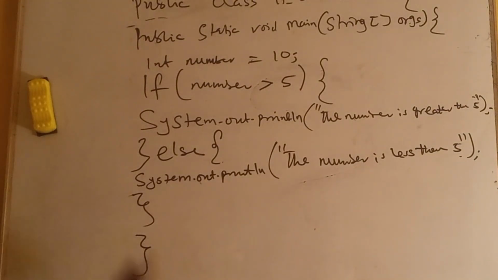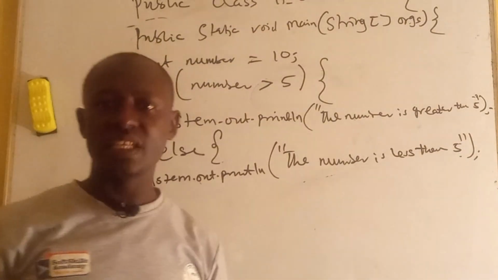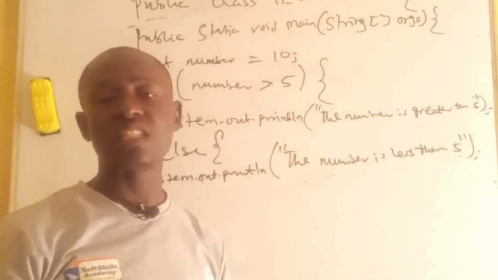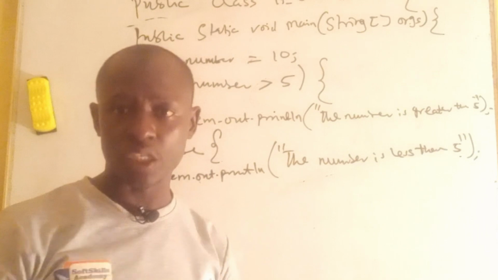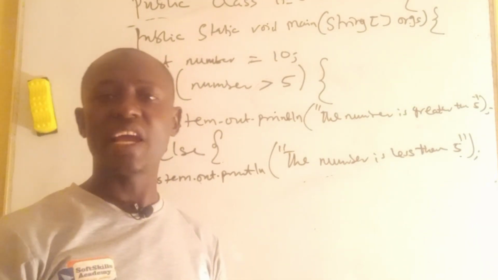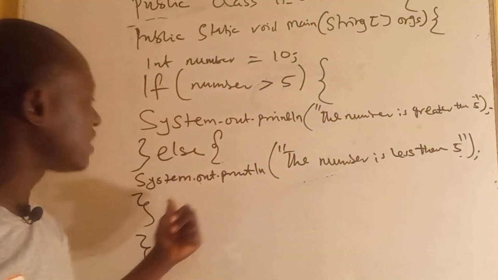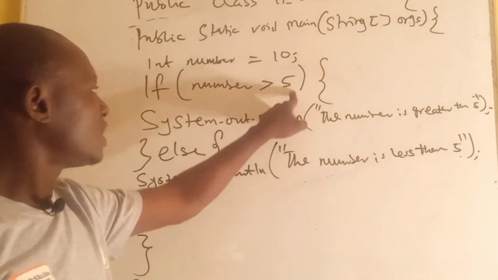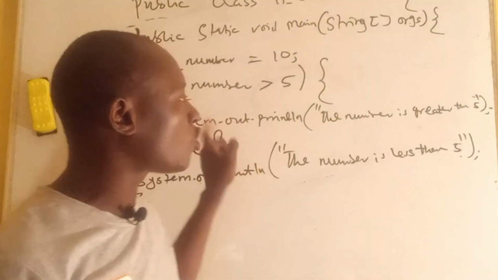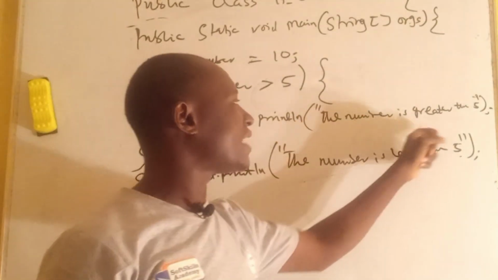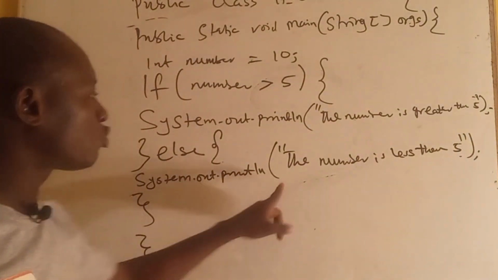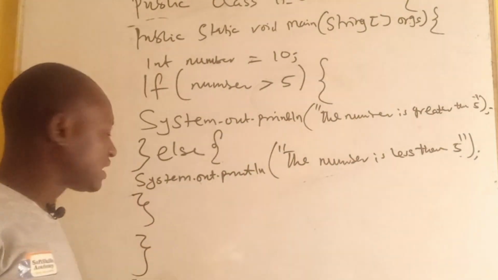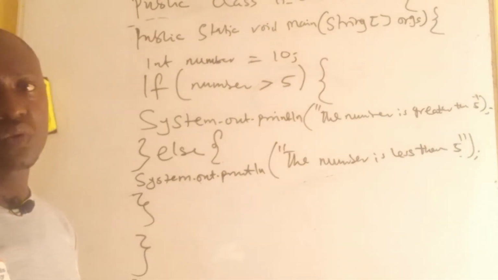We have this. So this statement is a two-way statement. It executes your statement whether it's true or false. It's not like the if statement that can only be executed if the condition is true. Here it can execute whether it is true or false. That is why you're seeing else in it. If this number, which is 10, is greater than 5, then the system will display the number is greater than 5, else it will display the number is less than 5. And then you might decide to end your program, and that's all.